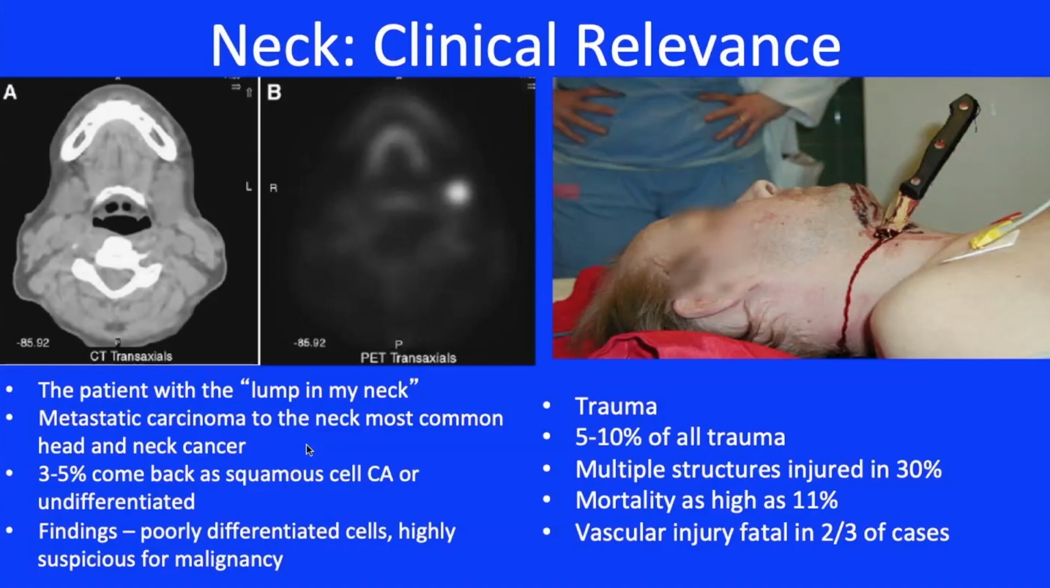But aside from these interesting facts, why must we study the neck? The answer lies in these images. In Figure A, the left, we see a CT image of a patient's neck, and in Figure B, we see a PET scan of that patient. It is not uncommon to have a patient with a lump in the neck. The reason for this is that metastatic carcinoma to the neck is the most common head and neck cancer, and 3 to 5% come back as squamous cell carcinoma or undifferentiated tumors.